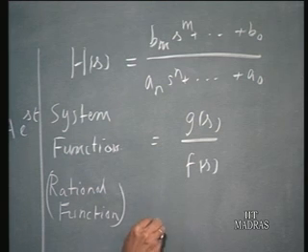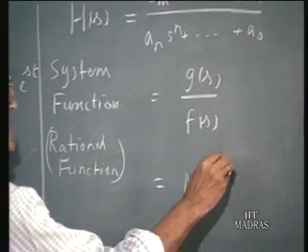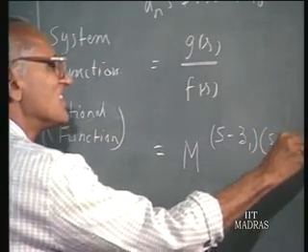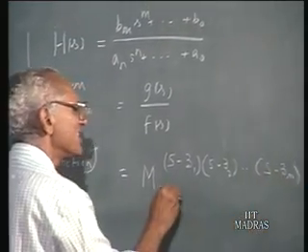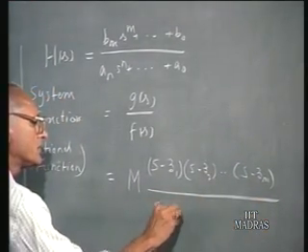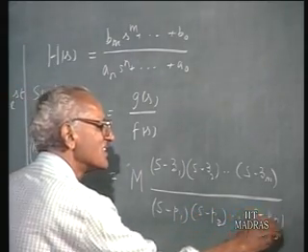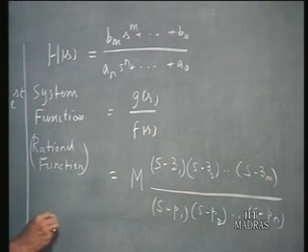So, and further, since it is a rational function of a complex frequency variable s, two polynomials, we also would find it useful to represent this in this manner: some constant m times s minus z1, s minus z2, and so on. Since this is an mth order polynomial, you have s minus zm divided by s minus p1, s minus p2, and so on, s minus pn. So, you can factorize the numerator and denominator in this form.